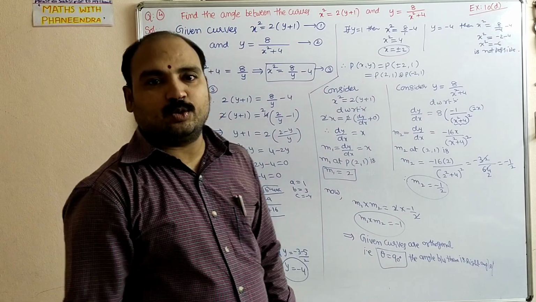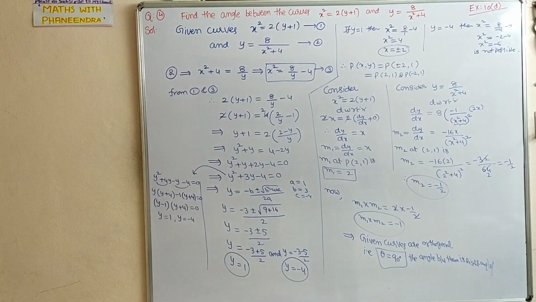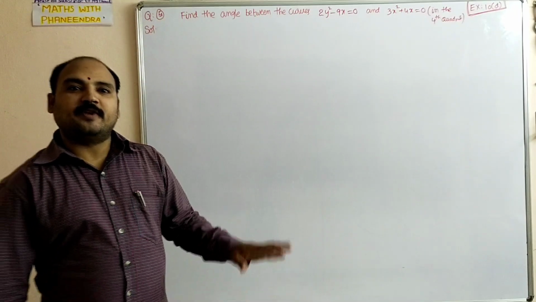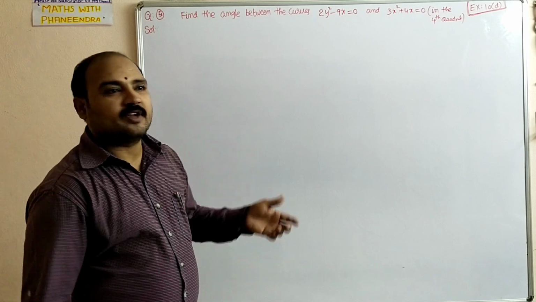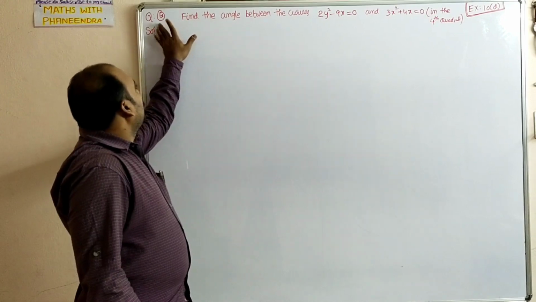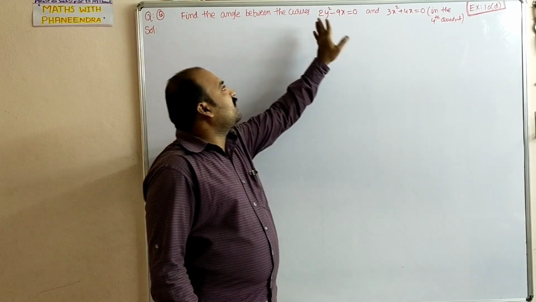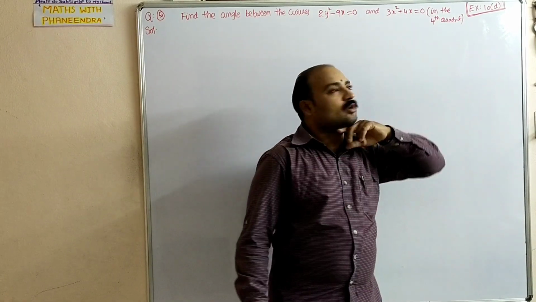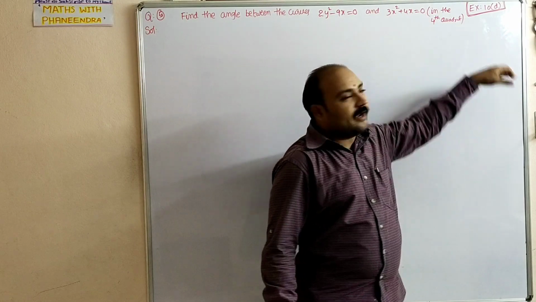We'll go to the next question. The next question, this is very important. Previously they asked a number of times in public examination. Fifth question. Find the angle between the curves 2y square - 9x equal to 0 and 3x square + 4x equal to 0 in the fourth quadrant.